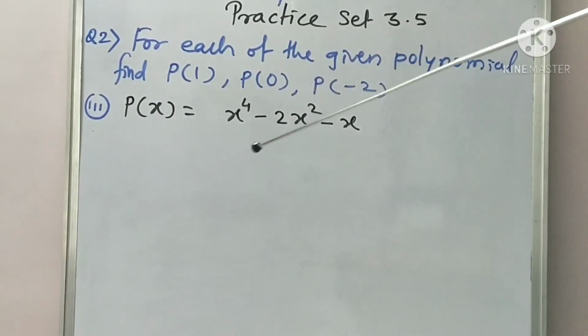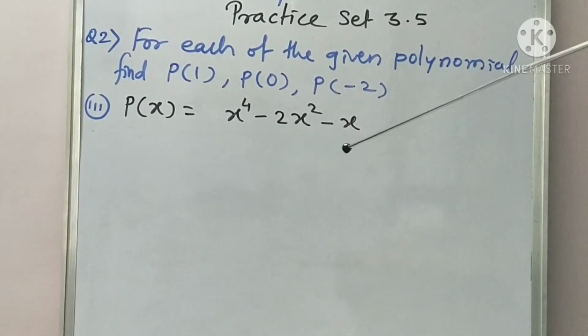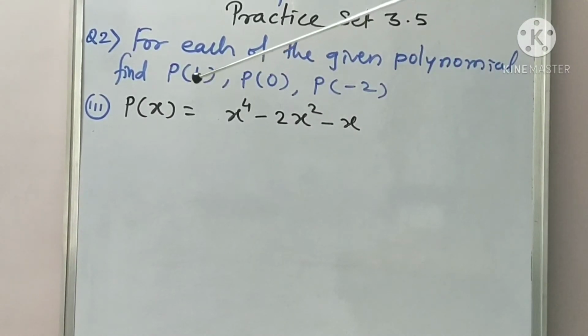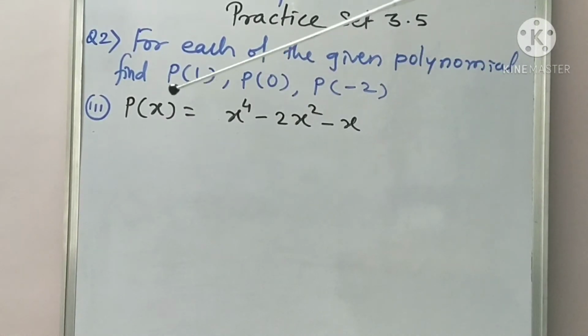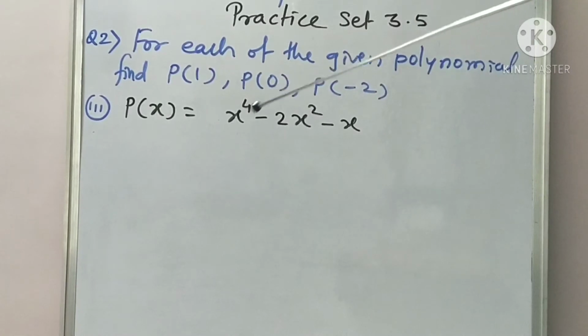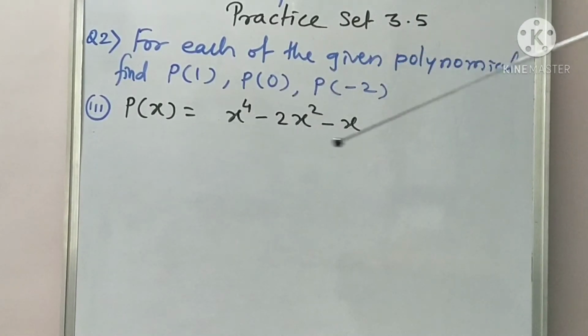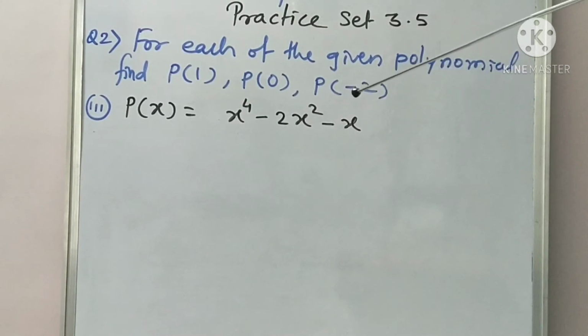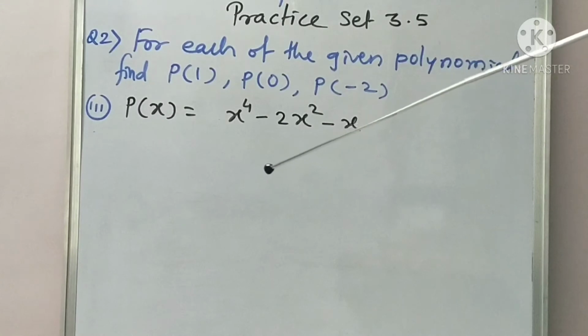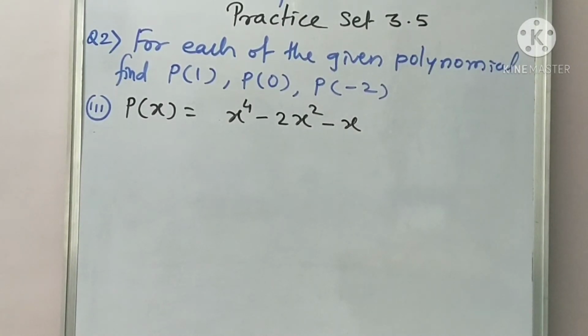So it is similar to how we simplified the first one. Okay, so first we put x equal to 1 here, and we find the value, which is p of 1. Then we put the value of x equal to 0 in the given polynomial, and we find its value, and similarly we put x equal to minus 2, and again we simplify it and find the value of the polynomial. Okay, so pay attention over here students.